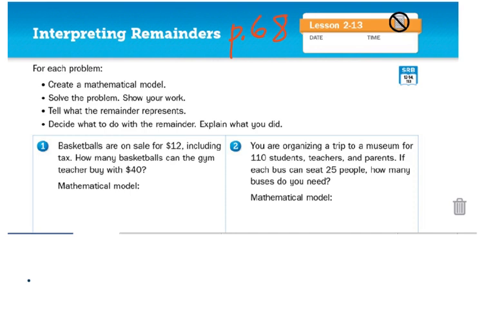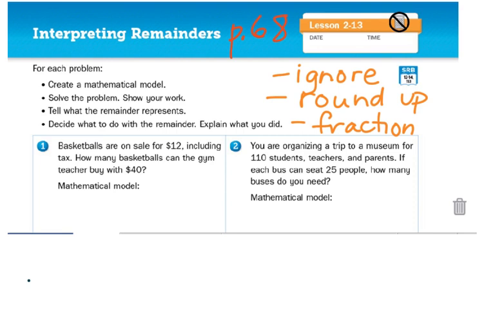Again, we've been working on division, but now we're going to say, what do we do with those remainders? So it says, for each problem, create a mathematical model, solve the problem, show your work, tell what the remainder represents, and decide what to do with the remainder. Sometimes we round up, sometimes we ignore it, sometimes we write it as a fraction. So here are options. We can ignore it. Doesn't matter. We can round up, kind of like what we did with the roller coaster, or we can write it as a fraction. So if I was sharing pizza and there was one slice left, doesn't mean I have to throw it away. I could divide it in half and give half to you and half to me.